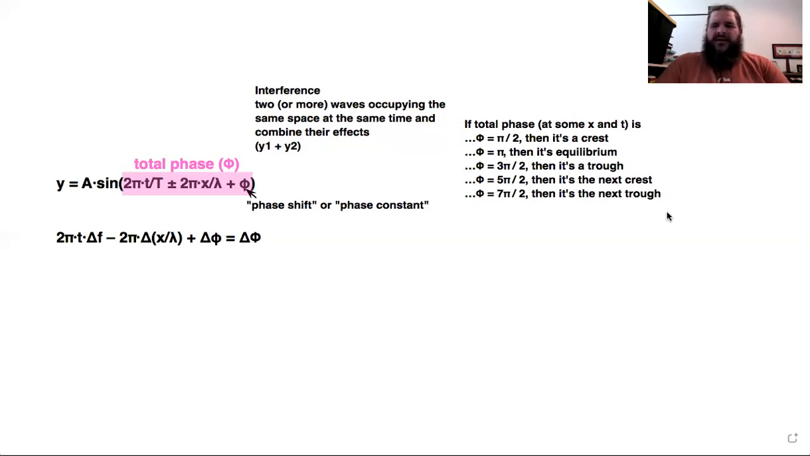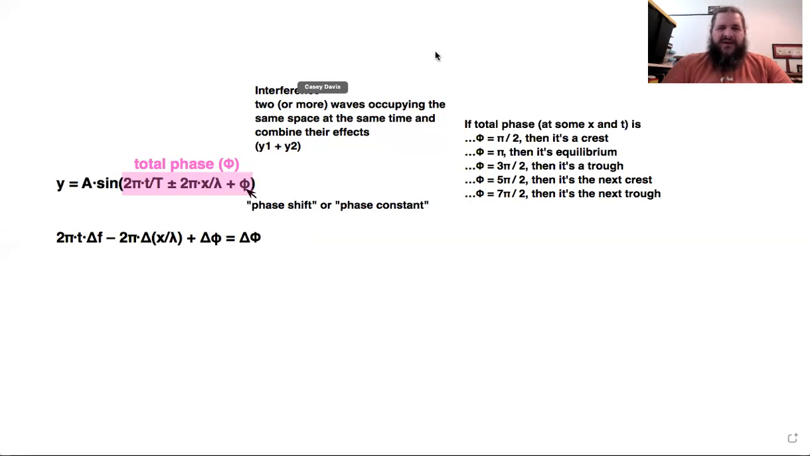The thing is, though, if we're comparing two waves, we don't really care whether each one individually is at a crest or a trough. What we care about is, are they the same? If you've got two waves that are both at a crest, that's constructive interference. If they're both at a trough, that's still constructive interference. If they're both at equilibrium on the way up, that's constructive, or if they're both at equilibrium on the way down, that's constructive. So the important thing isn't just the value of total phase. The important thing is the difference in total phase between the two waves.